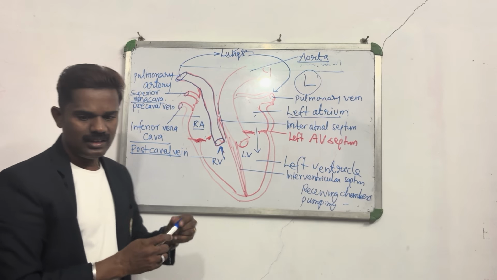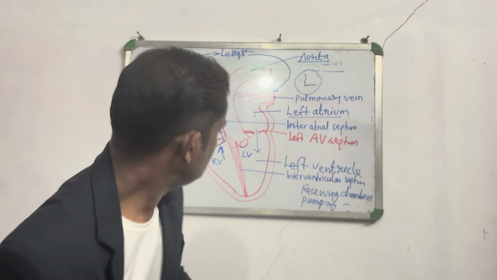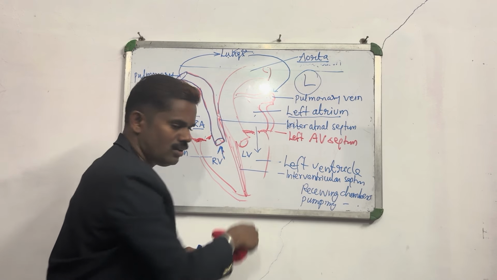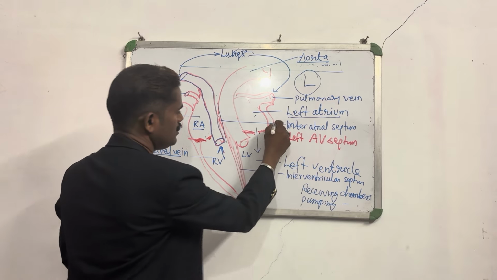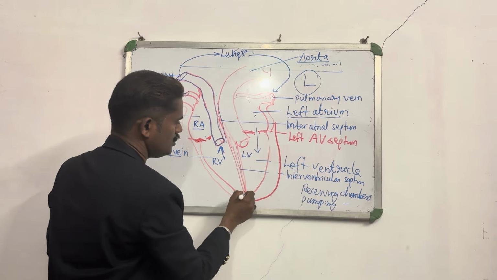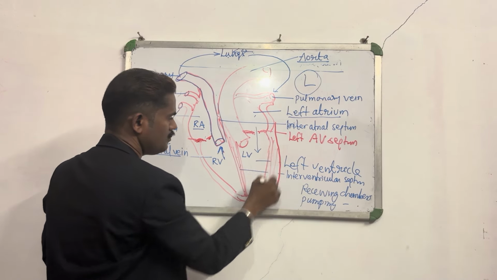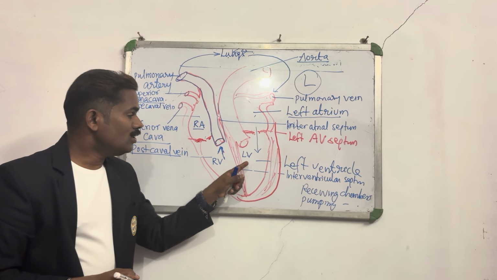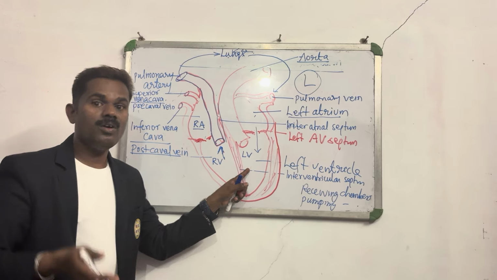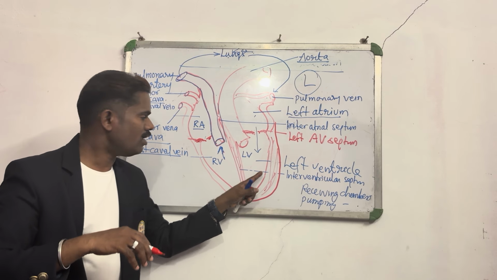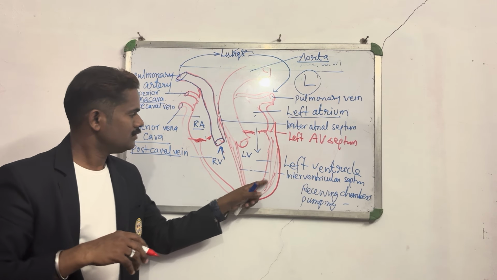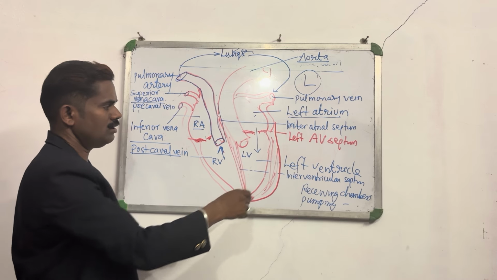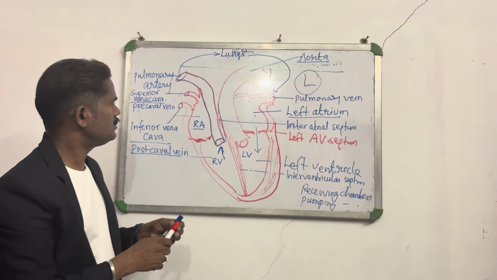So when we talk about the left ventricle, the wall of left ventricle is thicker than any other wall, because left ventricle pumps blood to all the body parts, and in order to exert pressure and to withstand that pressure, the wall of left ventricle is thicker compared to all other walls of heart.